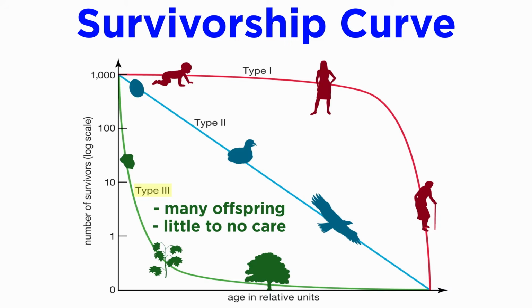In species that produce many offspring but provide little care for them, this results in a type 3 survivorship curve, a steep curve reflective of high mortality among the young, but then flattening out as individuals who reach maturity survive for a relatively longer time. This is representative of many insects and shellfish.